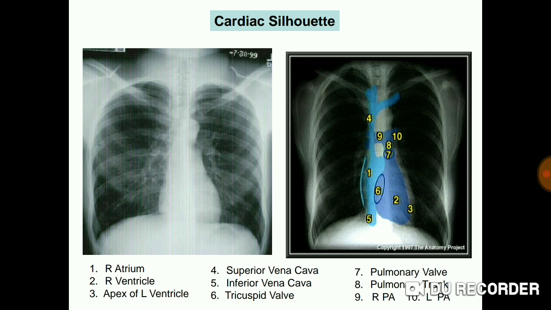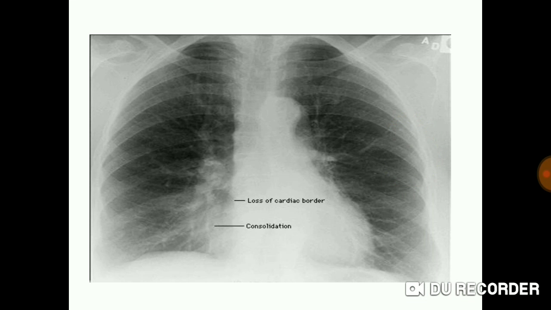First one, you can see right atrium. Second one, here is right ventricle. Third is apex of left ventricle. Fourth one is superior vena cava. Fifth one is inferior vena cava. Sixth one is tricuspid valve. Seventh, pulmonary valve. Eighth, pulmonary trunk. Ninth, right pulmonary artery. And tenth, left pulmonary artery.